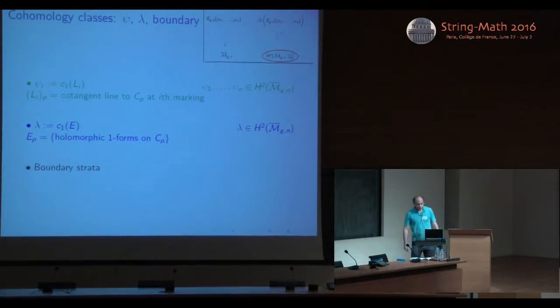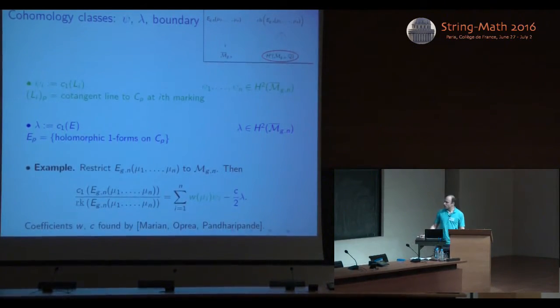Okay, now as you see, we went from the moduli space to the cohomology classes. So now to every line bundle, I can assign its first Chern class. It is called psi I. So Li is the cotangent-like bundle at the ith marking, and psi I is its first Chern class. So these are two cohomology classes. Similarly, the Hodge bundle has many Chern classes, but we are only going to use the first one, so I denote it by lambda. It's the first Chern class of the Hodge bundle. Again, the fibers of the Hodge bundle are the spaces of holomorphic one-forms on the curves.